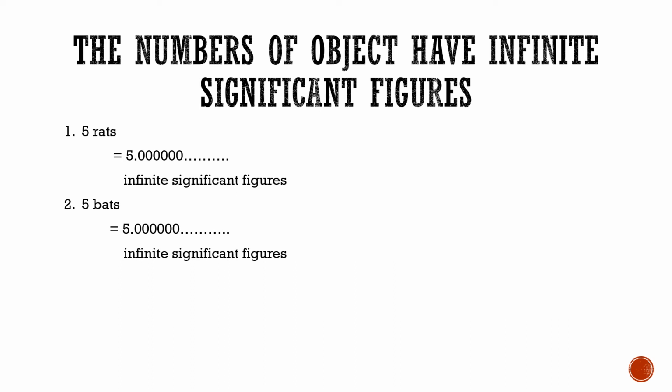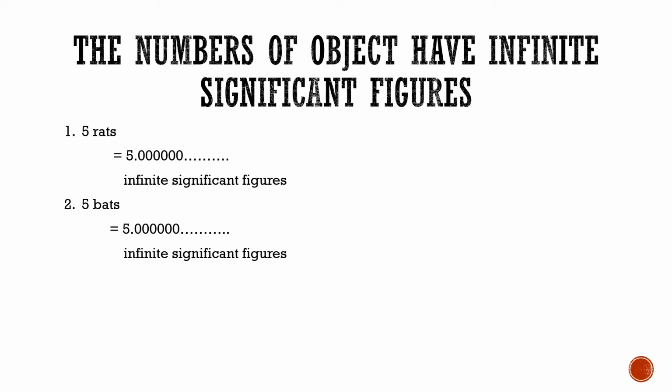The fifth rule says the number of objects have infinite significant figures. That means when we have the number for any object, for example rats, we have 5 rats, then this is fixed, this is finite, it is exactly 5. So we can write 5 as 5.00000 something like that. So it can have infinite significant figures.